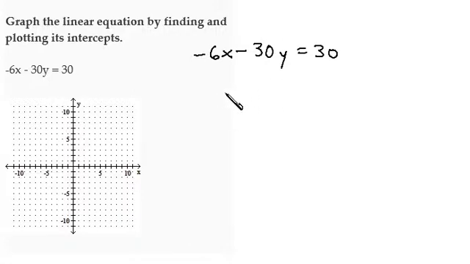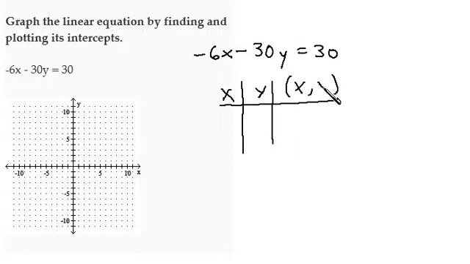intercepts of a linear equation is to work with a coordinate table. This is called the coordinate table. We make a column for x, a column for y, and a column for completed ordered pairs.